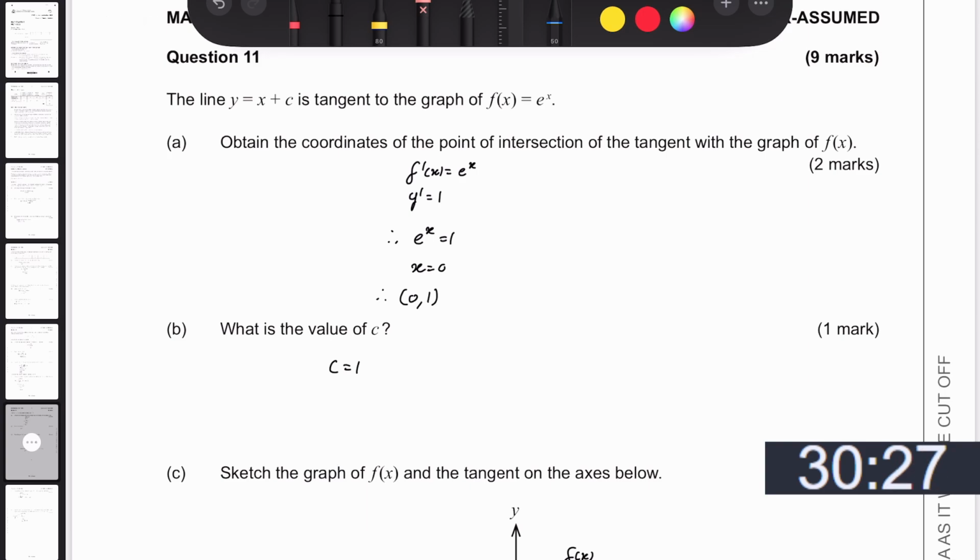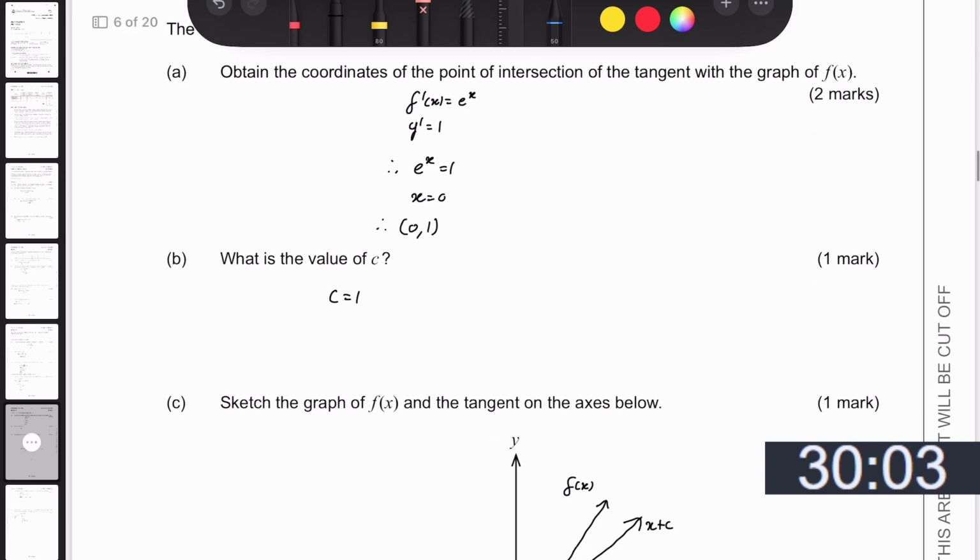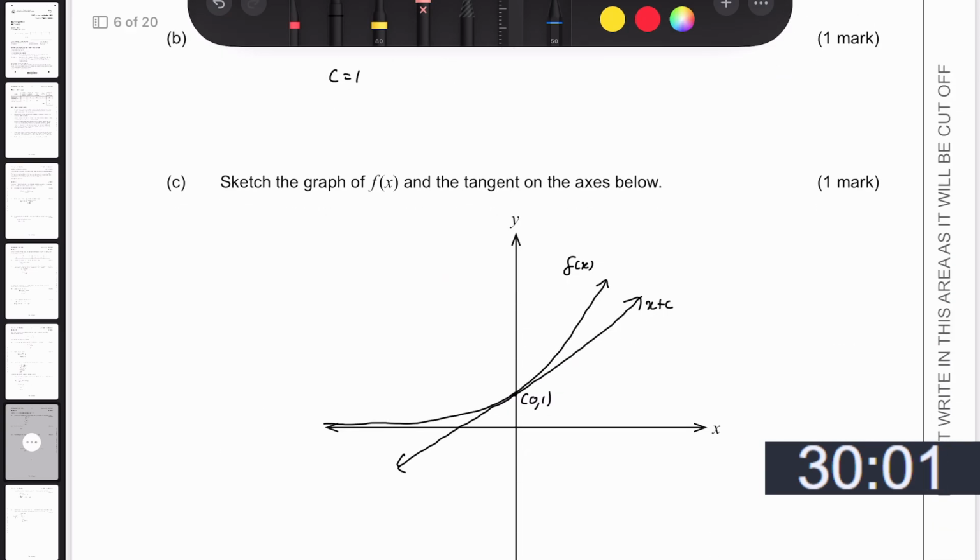Obtain the coordinates of the point of intersection of the tangent and the graph. The tangents are the same, or if one is tangential to the other, it has the same derivative. So it's 0 and 1. c is 1. Sketch the graph.